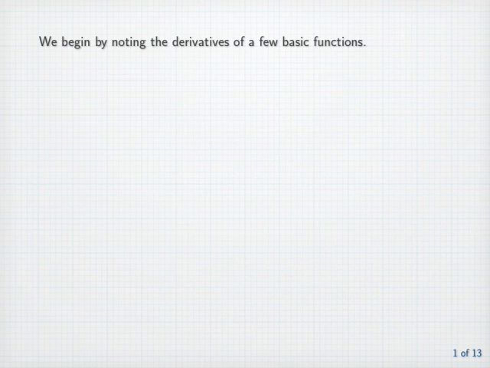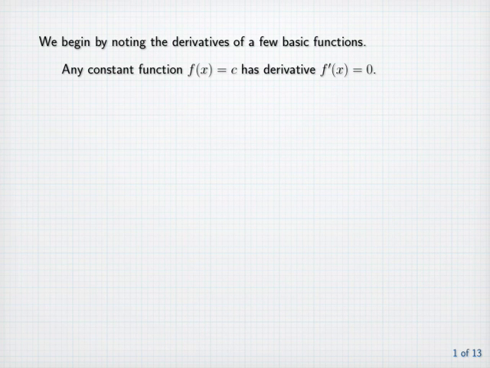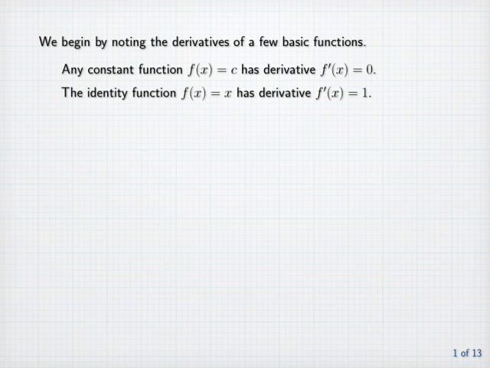We begin by noting the derivatives of a few basic functions. First, any constant function f of x equals c has derivative f prime of x equals 0. Just think of the graph of a constant function. It is a horizontal line, which always has slope 0. The identity function f of x equals x has the derivative f prime of x equals 1. Again, just think of the graph of y equals x, which is a straight line which always has slope 1.